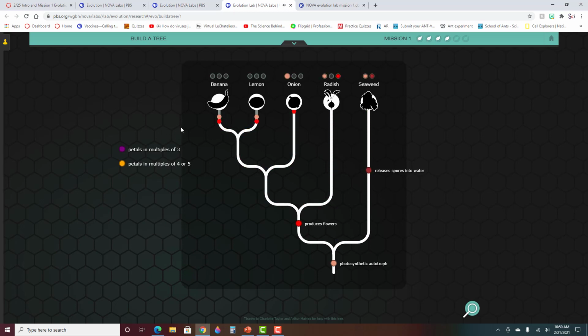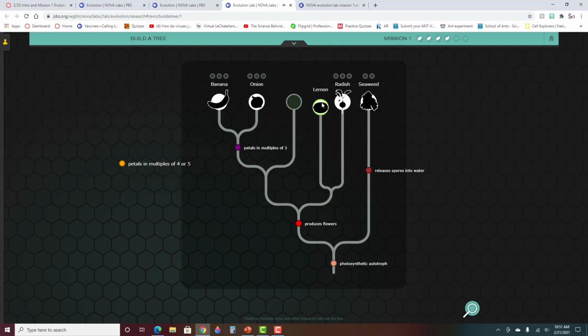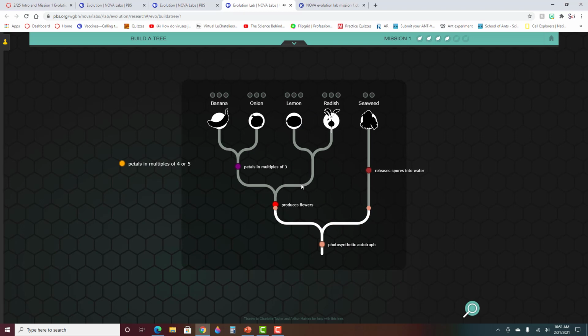Alright, so that leaves me these things I don't know, and so again, you can click the magnifying glass and you can read about these organisms. So I do know after reading that the onion and the banana are more closely related, and they have petals in multiples of 3. And then the lemon and the radish are more closely related because they have petals in multiples of 4 or 5.